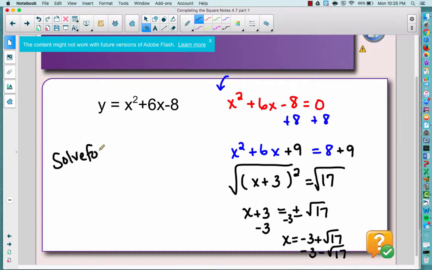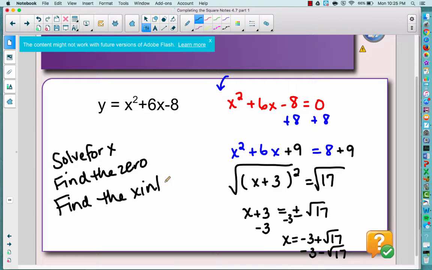Now, as a reminder, the directions would say solve for x, find the zeros. It could say find the x-intercepts of the graph. Or it could say find the solutions. So you've got to be really cognizant of what you're doing. So this is the third method for solving a quadratic. And again, it's called completing the square.